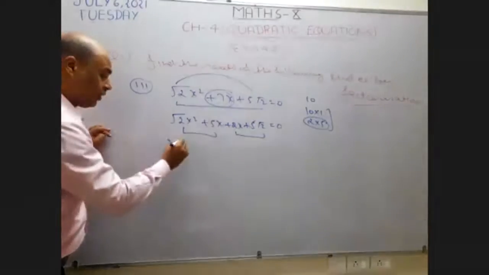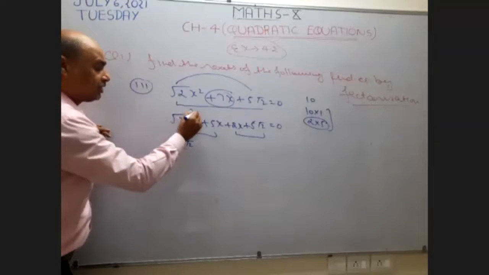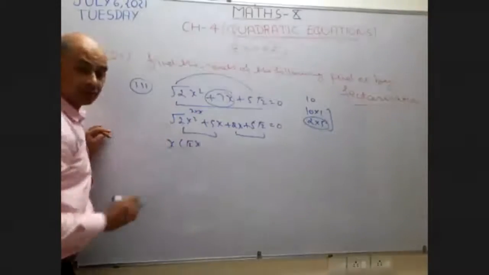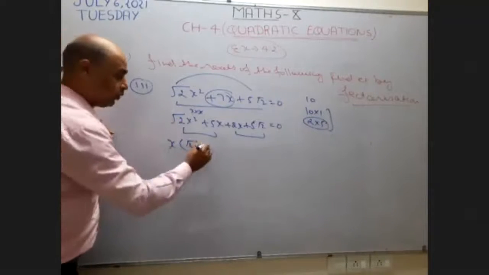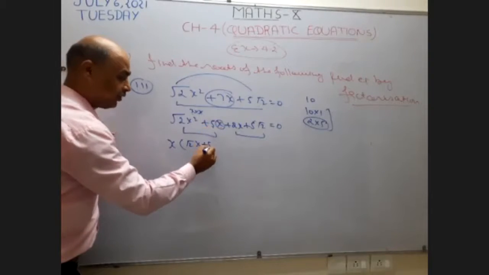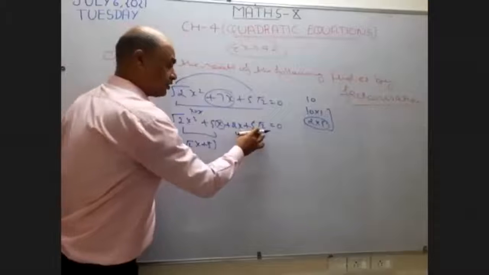When I take x common, what is left? Root 2. X square means x into x. I take 1x common. Then what is left? Only 1x is there. When I take x common, what is left? Root 2 x. From the second term, I take x common. When I take x common, what is left? 5. So, clear? Now I'm going to take the common from the second pair.